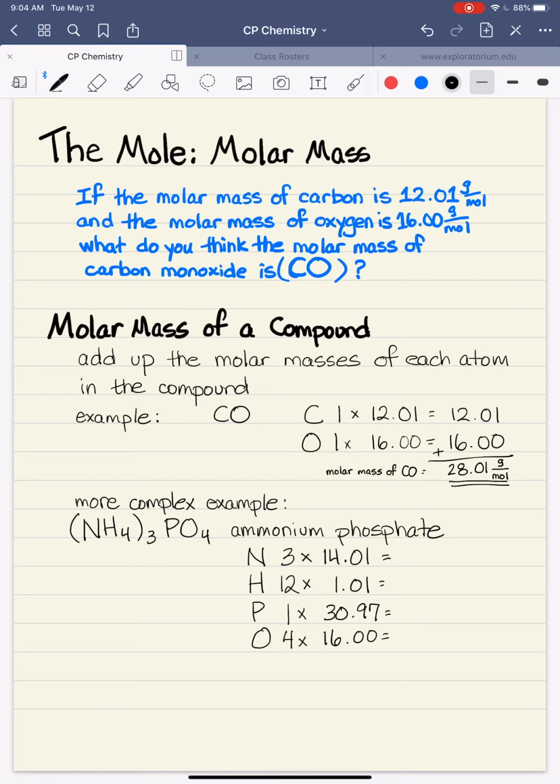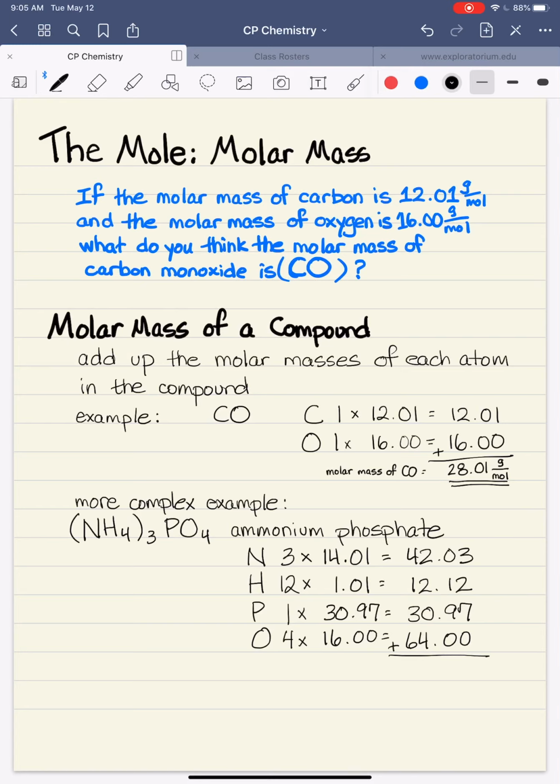All right, so 3 times 14.01 gives us 42.03. 12 times 1.01 gives us 12.12. Of course, 1 times 30.97 is 30.97. And 4 times 16 is 64. Okay, now I'm going to add these down. So 42.03 plus 12.12 plus 30.97 plus 64.